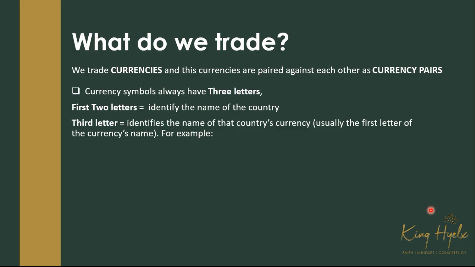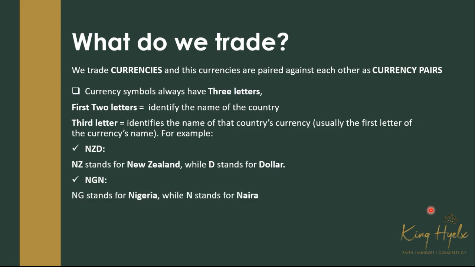So for example, NZD. When you see NZD, NZ stands for New Zealand, while D stands for dollar. When you see NGN, NG stands for Nigeria, while N stands for naira. When you see USD, US stands for United States, and D stands for dollar. I know this concept has begun to make sense. That's why earlier on in the previous example we said USD and NGN. This is what we call currency symbols. This is how they are usually written.